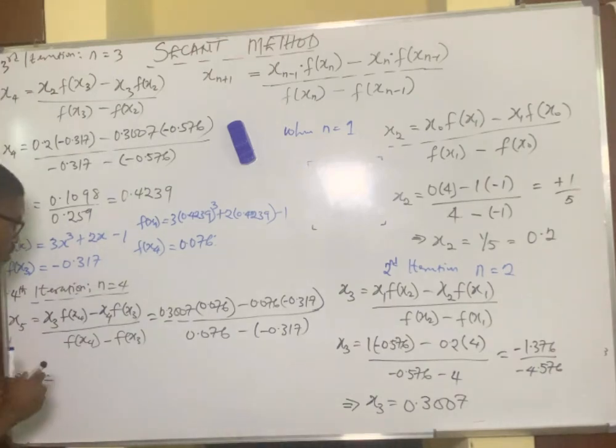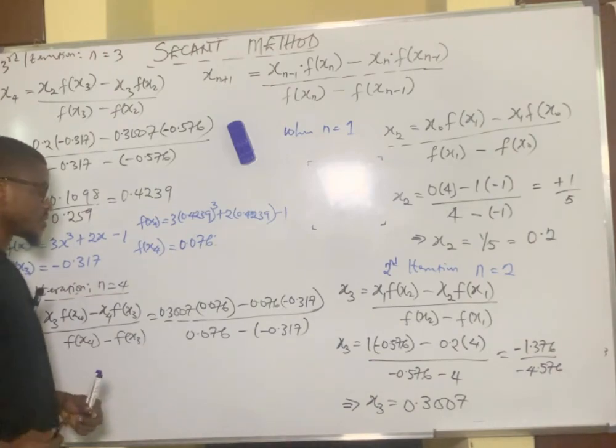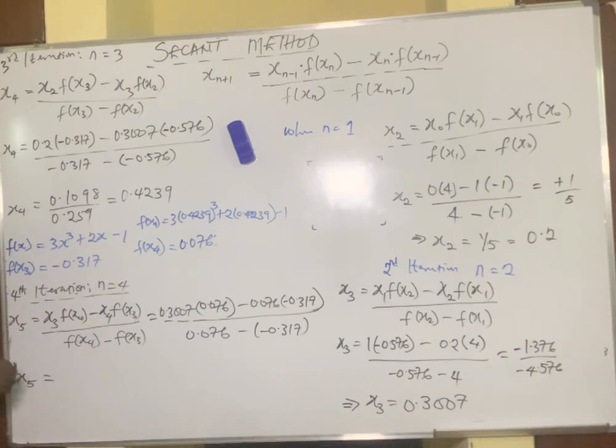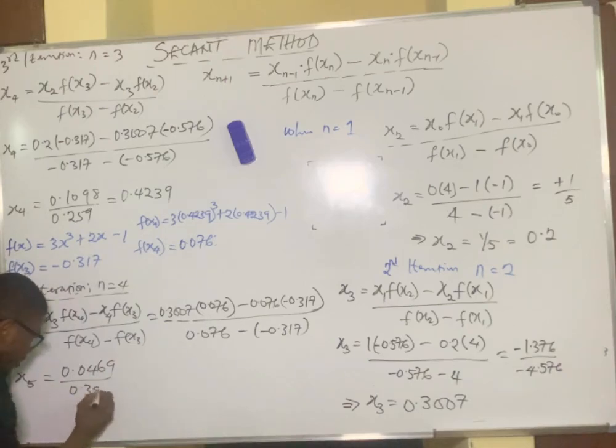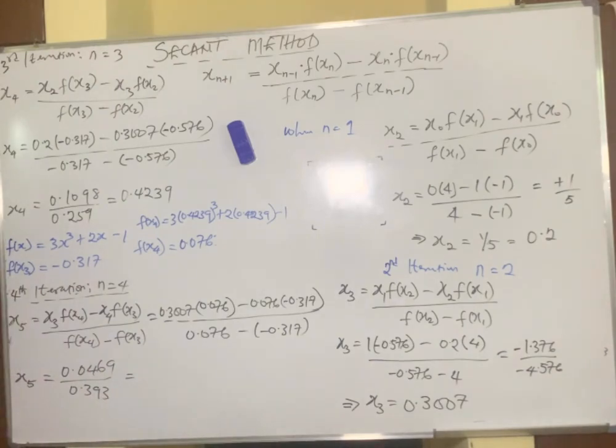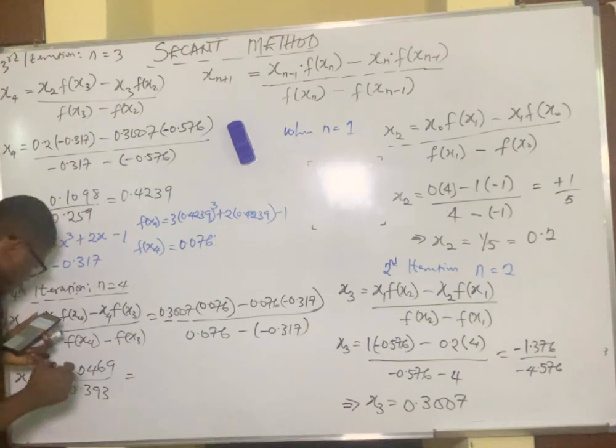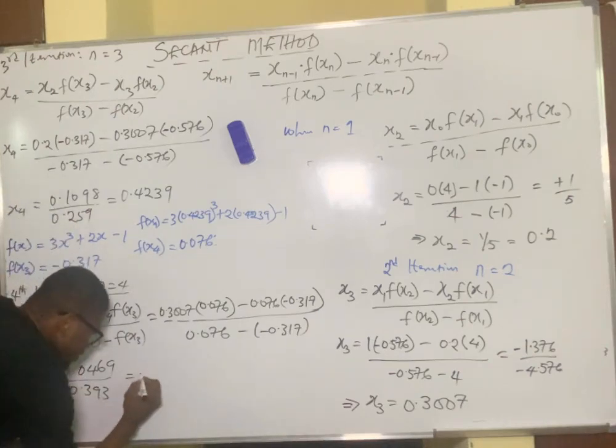Okay, so this means x5 is now going to be equal to, let's evaluate everything at the numerator. So everything at the numerator simply gives us 0.0469 approximately, divides by, let's evaluate everything at the denominator. So everything at the denominator simply gives us 0.393. Let's find this ratio. So the ratio simply gives us 0.1193.